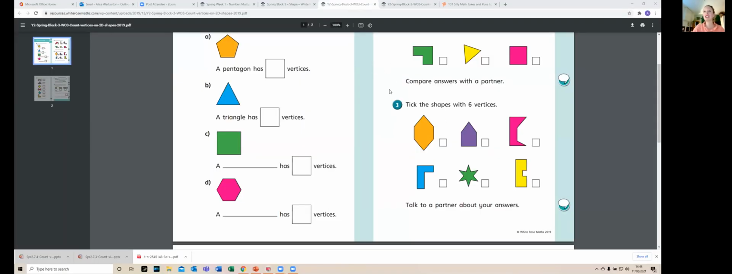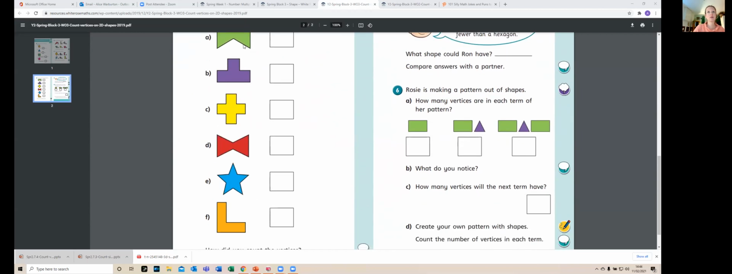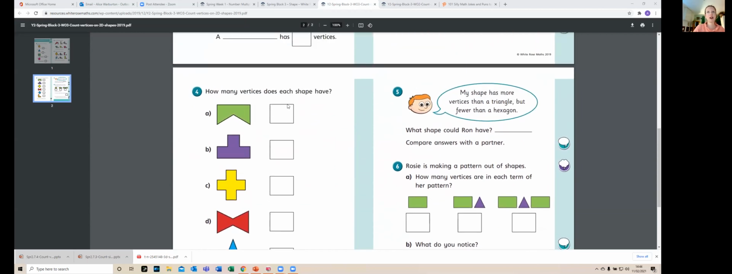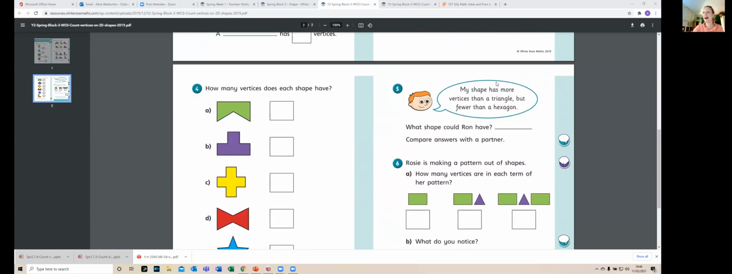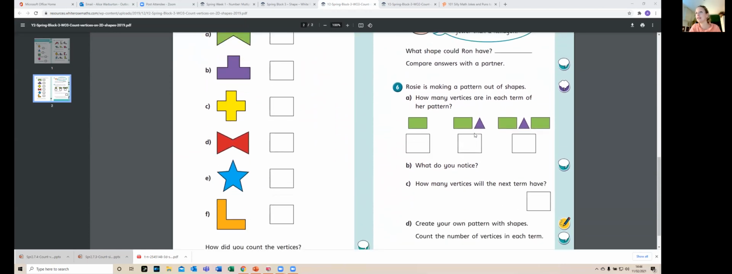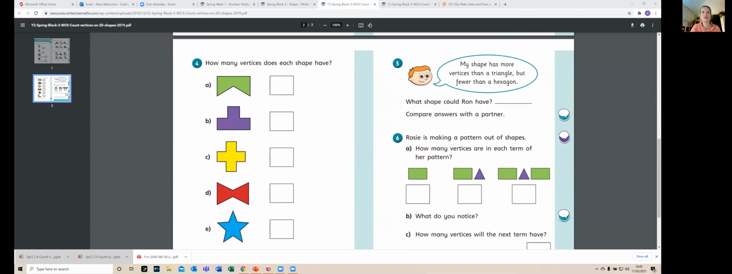Yes. So on question 3, you're ticking the shapes with 6 vertices. So count them carefully. There's a whole array of shapes to look at there. And then on the last page, you need to count all the vertices in these 6 shapes and write the total in the box by the side. And then you have a word problem and some reasoning for the last part of question 5 and 6. So here, Ron, on question 5, Ron is saying, my shape has more vertices than a triangle, but fewer than a hexagon. What shape could Ron have?